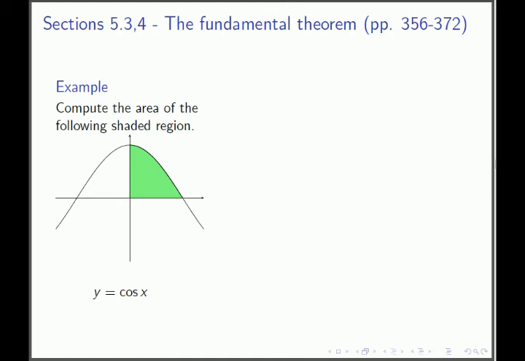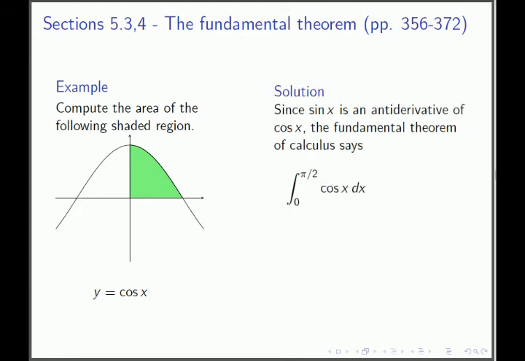Let's compute the area of this shaded region under the curve y equals cosine x. Well, the idea is this. We know that sine x is an antiderivative of cosine x, and so the fundamental theorem of calculus tells us how to compute this definite integral. Yes, the limits were from 0 to this point of intersection, right? And that's x equals pi over 2. That's why I'm doing the integral from 0 to pi over 2 of this cosine function.